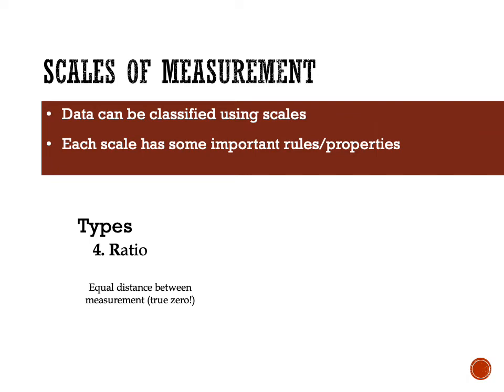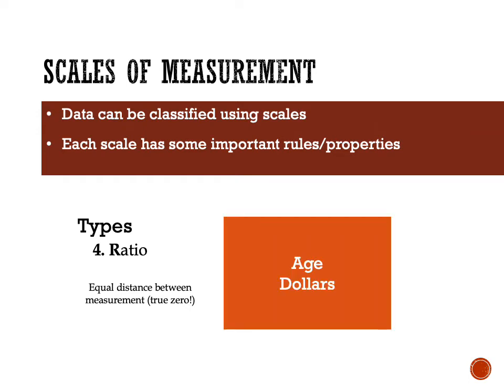Contrast that with ratio data, where it's the same as interval, but there is a true zero. An example of this, we can think of money, like dollars. The difference between $25 and $30 is $5, the same as the difference between $65 and $70, right? So we still have a meaningful distance between points, but you can have an absence. So there is a true zero. If you had $0, that would mean that you had no money.